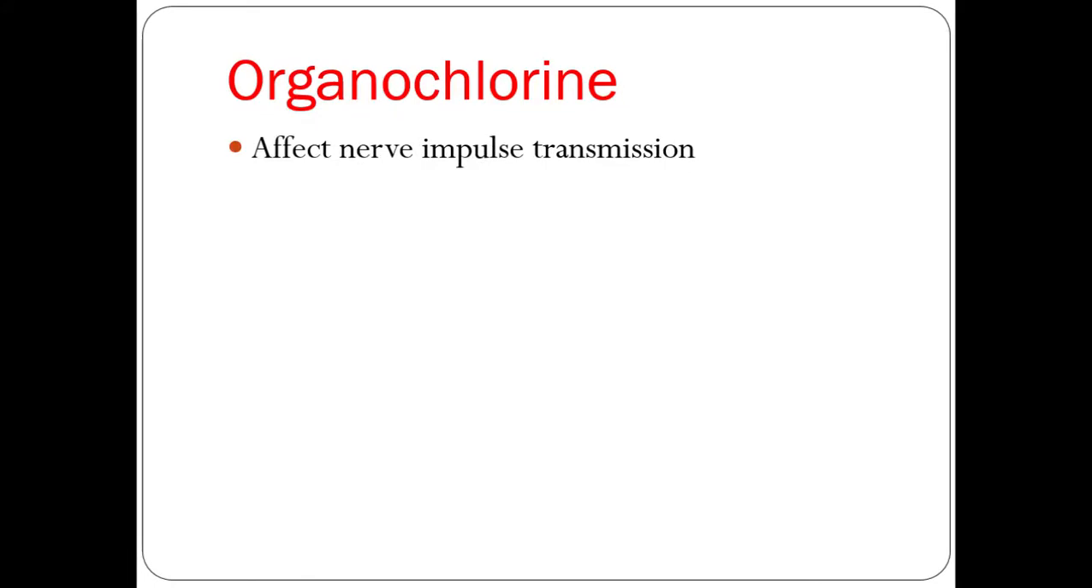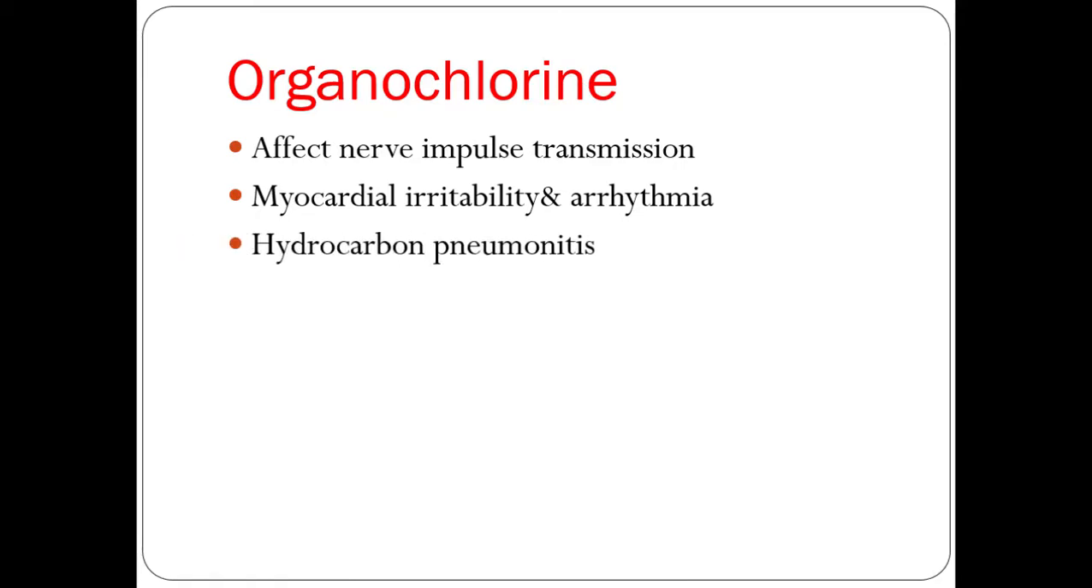Organochlorine is the second type of organic synthetic insecticide. Nowadays, it is banned in most countries because it has a persistent effect. It affects nerve impulse transmission, may induce myocardial irritability and arrhythmia, and may induce hydrocarbon pneumonitis due to the solvent, as in the case of organophosphate poisoning. But the main problem of organochlorine is its persistence in the soil.